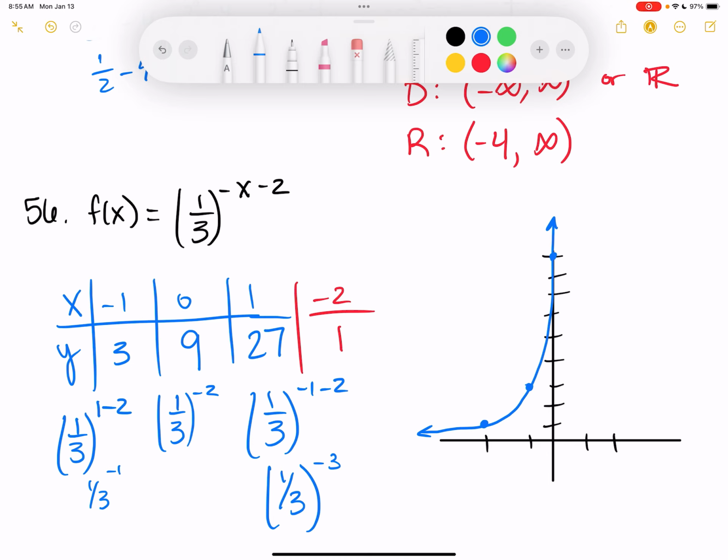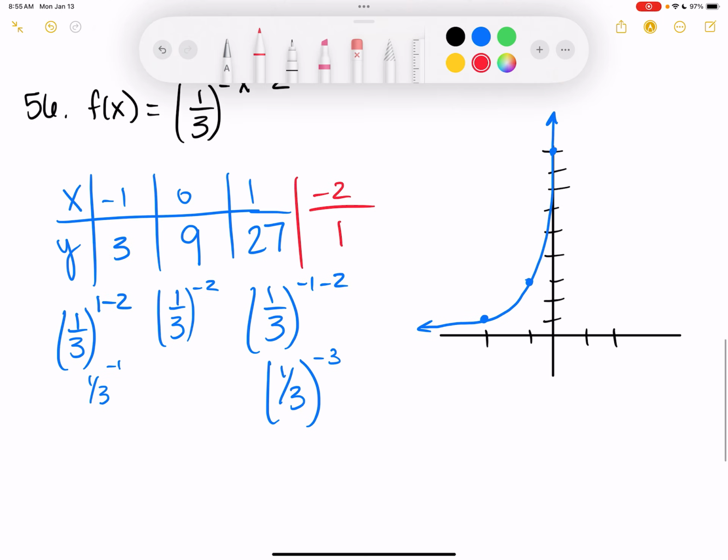So, what's the domain of this graph? All real numbers. What about the range? 0 to infinity. Yep. And we're not including 0 because it can't cross it. Any questions about that?